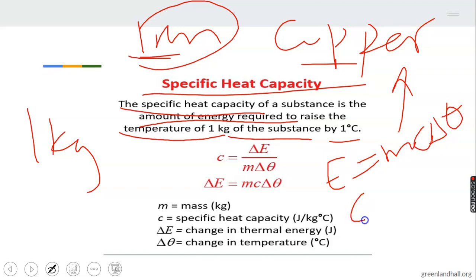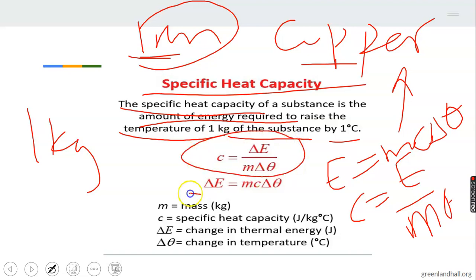Now, from the previous slide, we said E equals mcΔθ. When you make c the subject of the formula, we say c equals E all over m times the change in temperature, which is what we have here from this equation. Where m is the mass in kilograms, and small c is the specific heat capacity, measured in joules per kilogram per Kelvin. This should be Kelvin or degree, depending on which one you are dealing with.